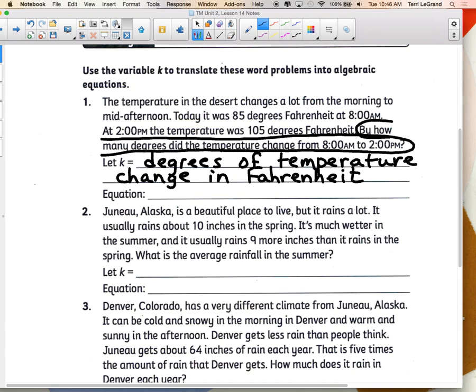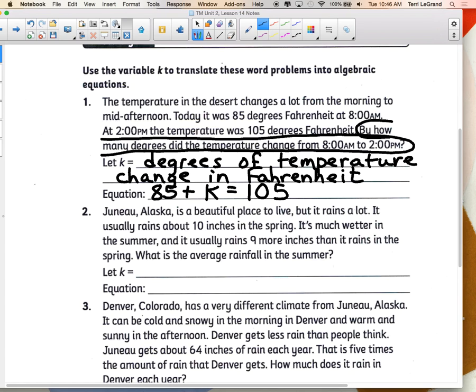Ikea? 85 plus k equals 105. Okay, let's write it down and then let's see if it makes sense to the problem. 85 plus k equals 105. So 85 is what again? Where it starts or where it ends?